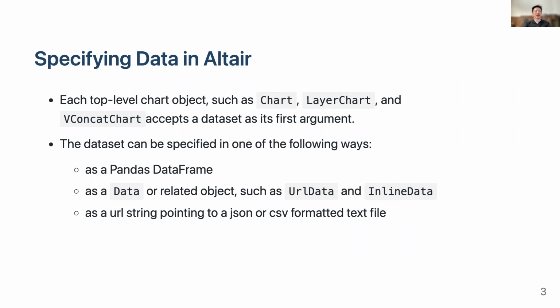Okay. And then finally, you can use the URL string to files. This can be a JSON file or CSV file. So JSON and CSV are the two formats I think Altair can support natively, and it can potentially support other formats as well. But you either have to write raw code, or you have to do some pre-processing to convert them into JSON or CSV first.